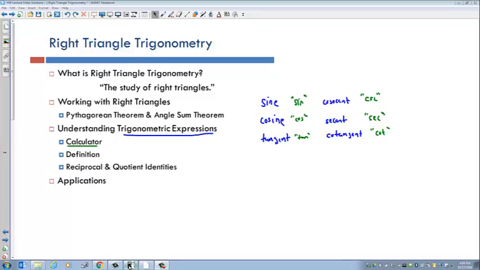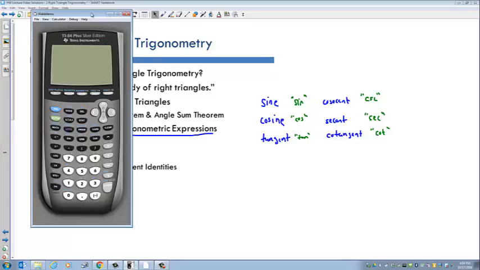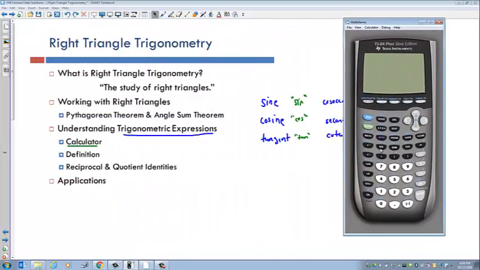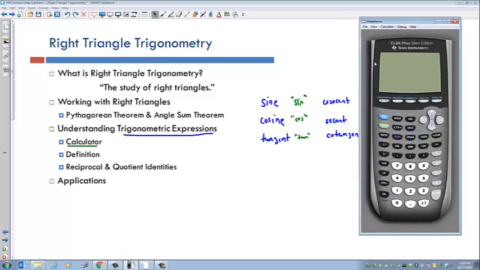So let's take a look at the calculator. And so you'll notice on the calculator, you'll see some of these trigonometric expressions here. So here's the sine, the cosine, and the tan. Now I know you don't see the cosecant button, secant button, or cotan button, and that's because these can actually be expressed in terms of those. And we'll talk more about this later. That's when we talk about the reciprocal and quotient identity. But let's just do a calculator problem.